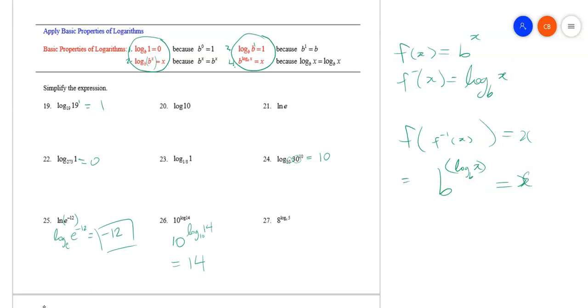We will see more varied types of applications for this later, and we will see some more properties. These were just the basic properties. There are some more properties to come, properties that will be very useful for us when we're solving actual logarithmic equations. But I hope this video was helpful for you guys, and I will catch you in the next one.